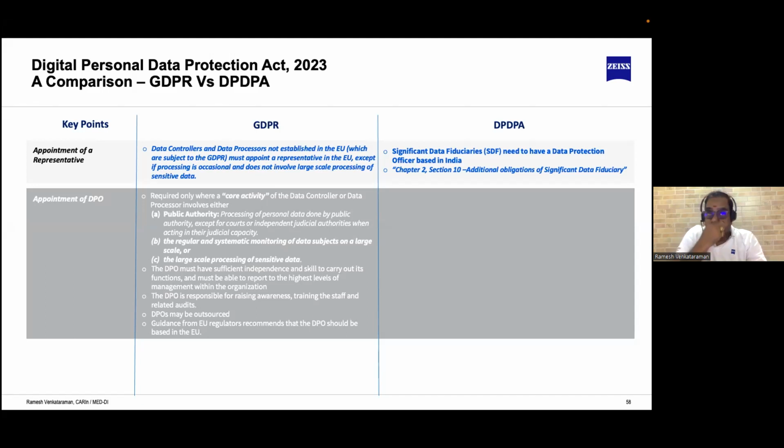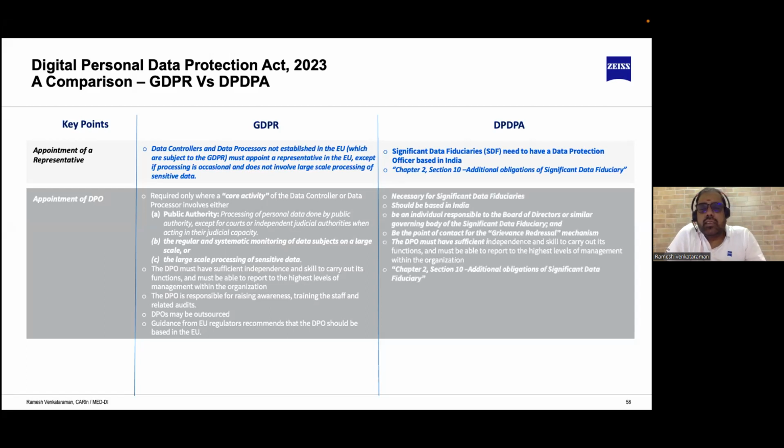And they need to have full-fledged knowledge of the law as applicable, etc. The same thing is almost the same here. It is necessary for significant data fiduciaries, mandated. They need to be based out of India. They are the single point responsible for grievance redressal, and they are an individual directly reporting to the board of directors or similar apex body of your significant data fiduciary. And the DPO needs to have whatever skills we talked about, right?